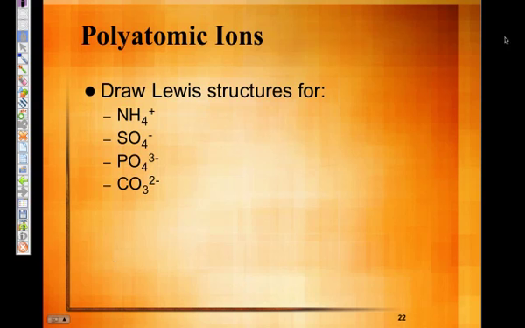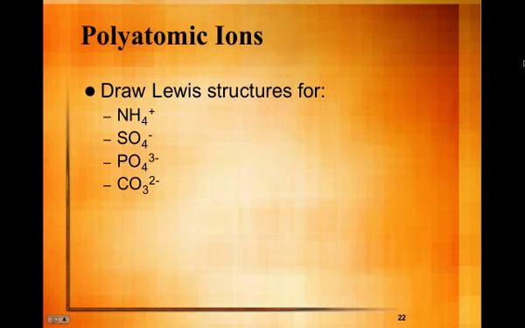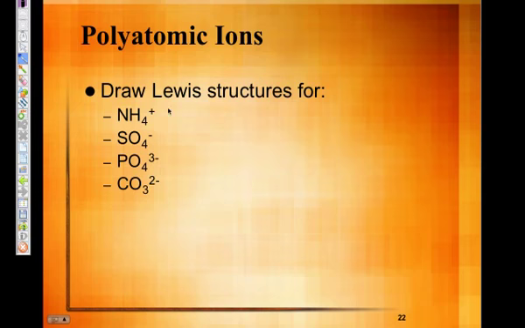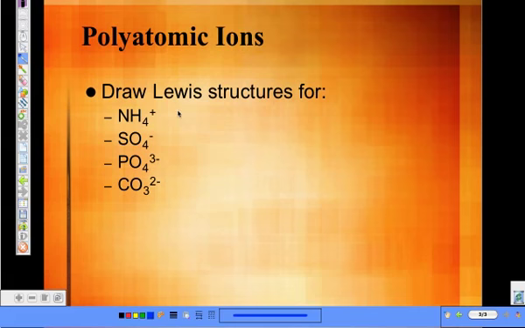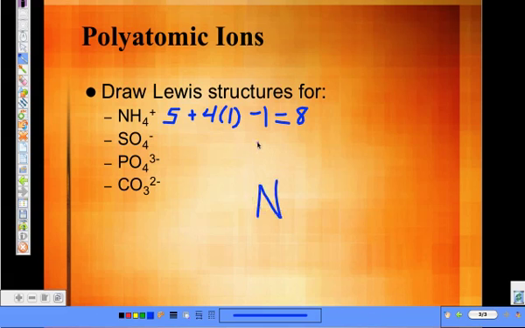So we'll draw Lewis structures for these polyatomic ions. So NH4+, let's add up our electrons first. Nitrogen has how many valence electrons? 5, plus 4 times 1. And then what does that plus sign mean? We took away an electron, so we're going to take away 1. So how many total? 8. So now we have NH4 because it's plus 1. If it's plus 2, we take away 2.